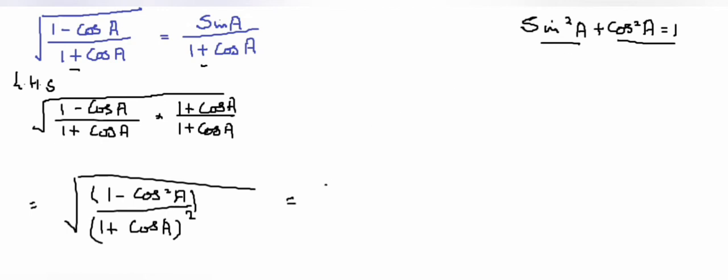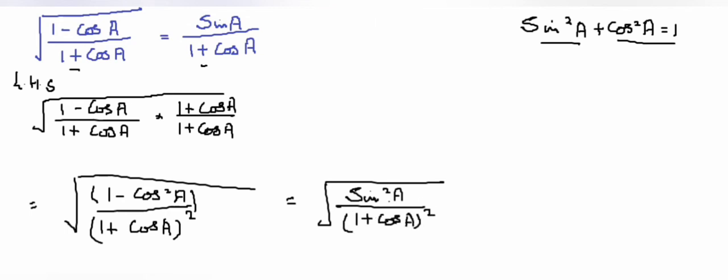So here this can be written as under root sin square a over 1 plus cos a whole square. Now both of the terms have a square and a square root is there, so I can just neglect the square with the square root and I will get sin a over 1 plus cos a, which is our RHS, hence proved.